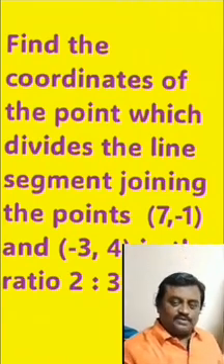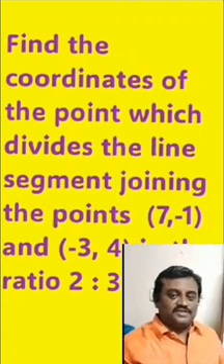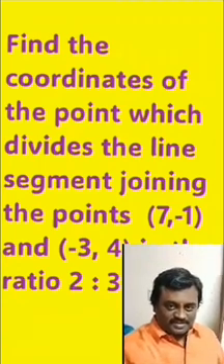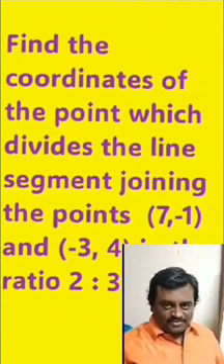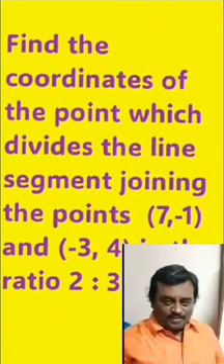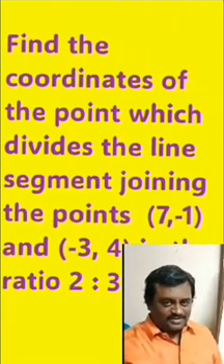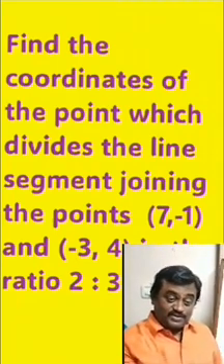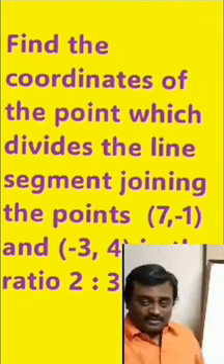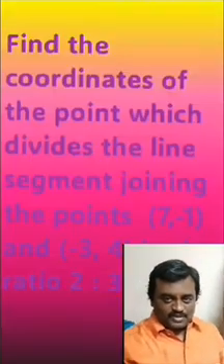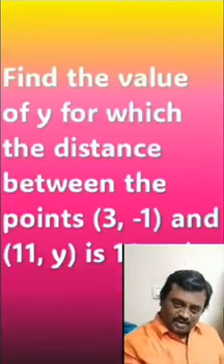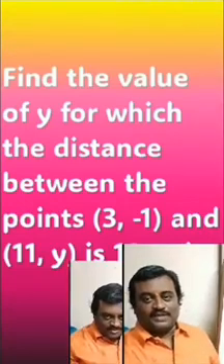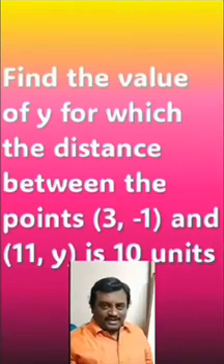And next question. Find the point which divides the line segment joining the points (7, -1) and (-3, 4) in the ratio 2 is to 3. Almost all these questions I'm giving you are based on the section formula.